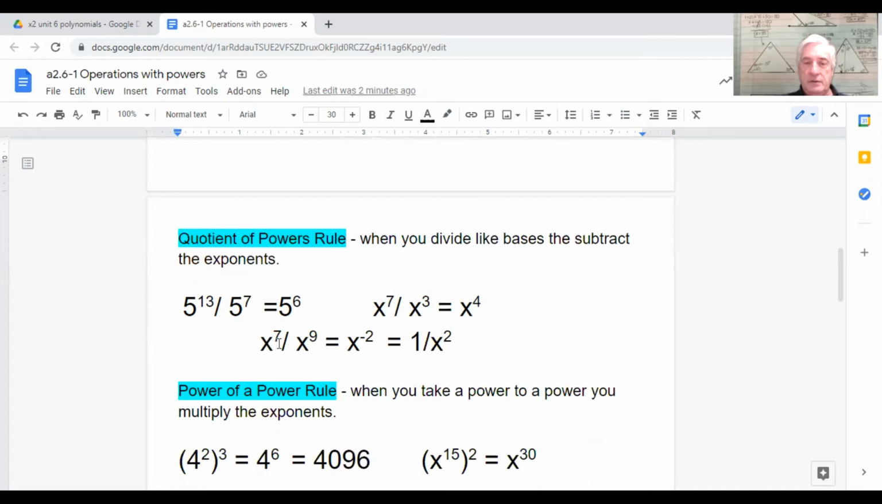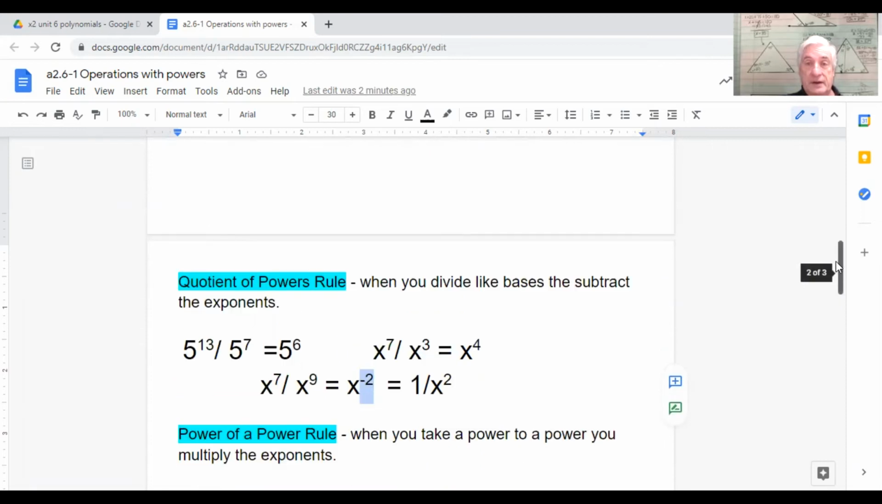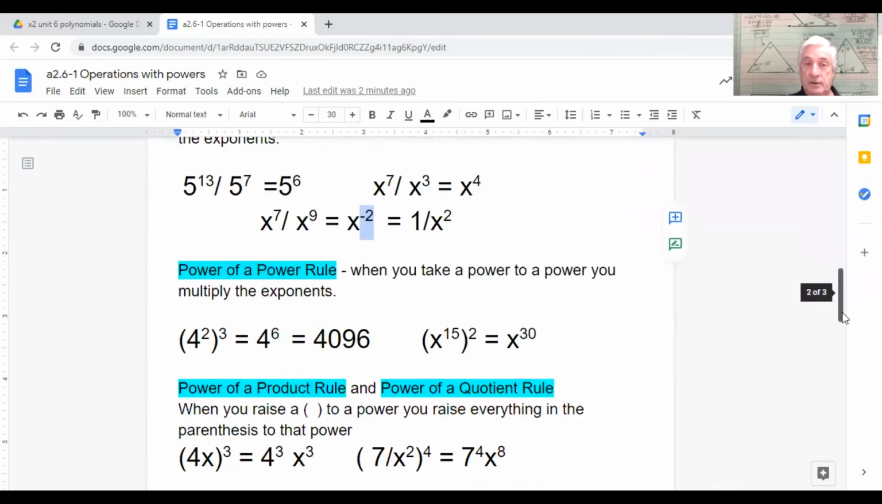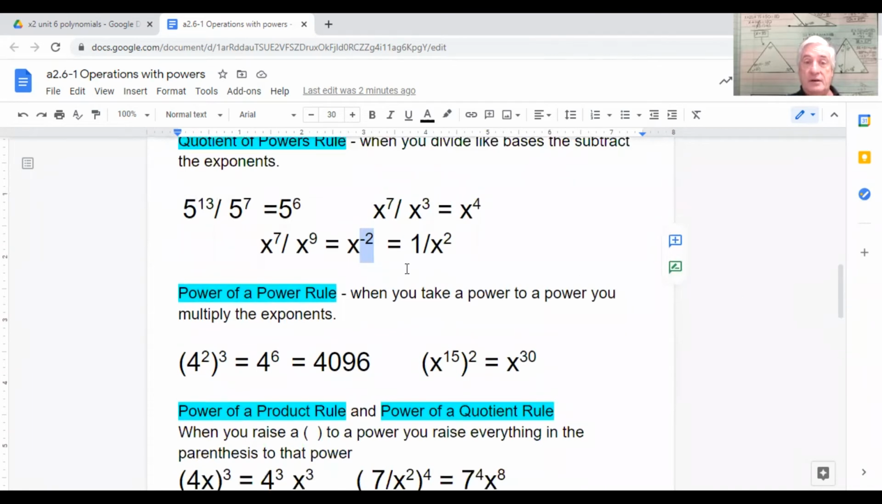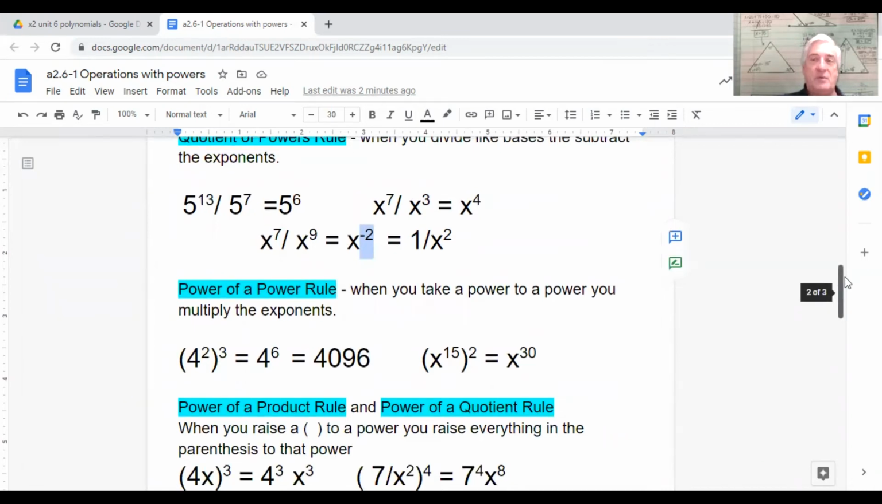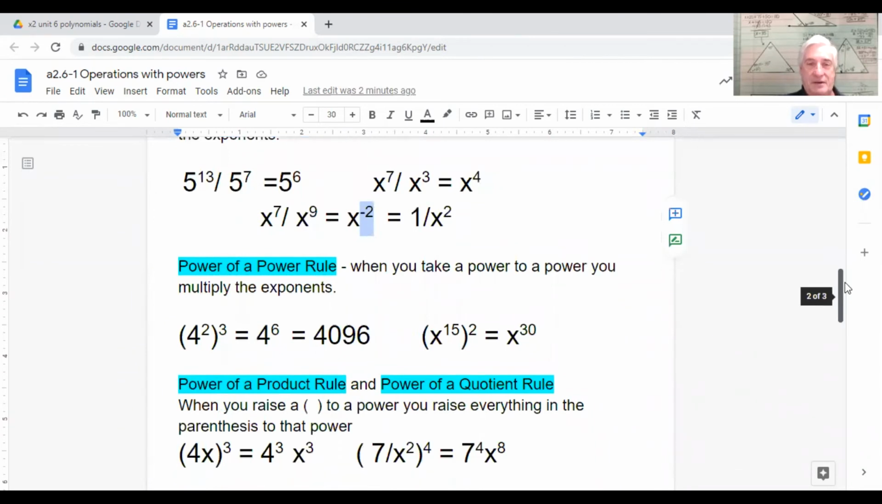x to the 7th divided by x to the 9th. 7 minus 9 is minus 2. And then we go back up to the negative power rule up here. So x to the minus 2 is the same thing as 1 over x squared. So we're going to change that because this one involves two rules. It involves the quotient power rule and the negative exponent rule. I mean, you think on your next little quiz, I can have several that involve more than one of these rules. Yep, you're right. I can.